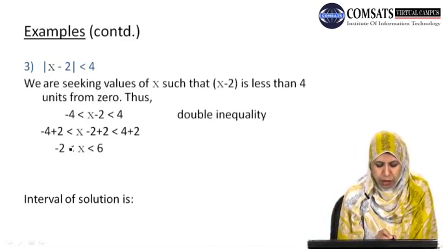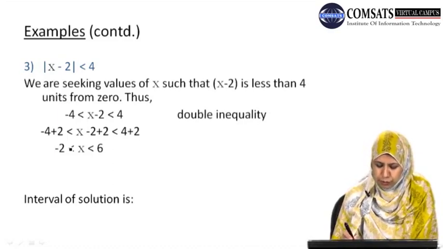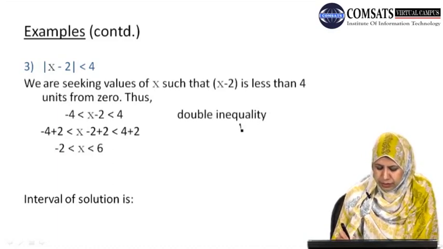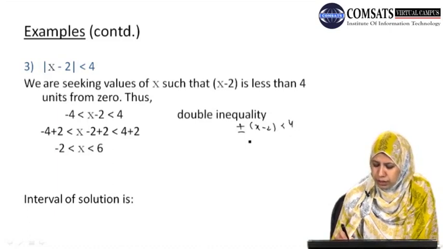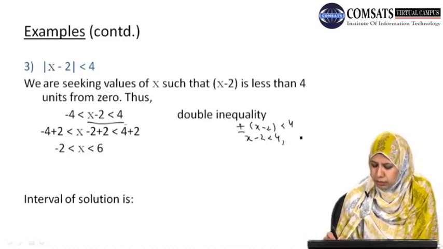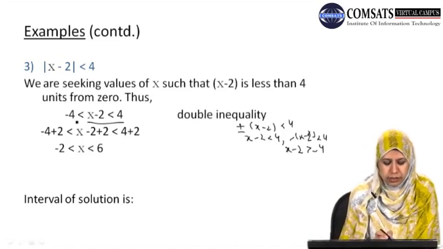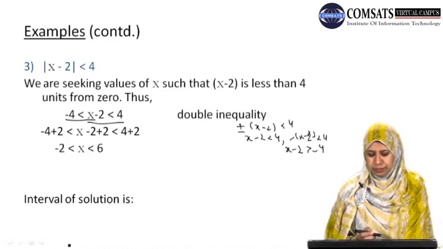So how have we obtained this first relation, minus 4 is less than x minus 2 is less than 4? We say that plus or minus of x minus 2 is less than 4, that is, x minus 2 is less than 4 on this side, and minus of x minus 2 is less than 4. Multiplying by minus 1, we obtain x minus 2 is greater than minus 4, or minus 4 is less than x minus 2, that is this side.